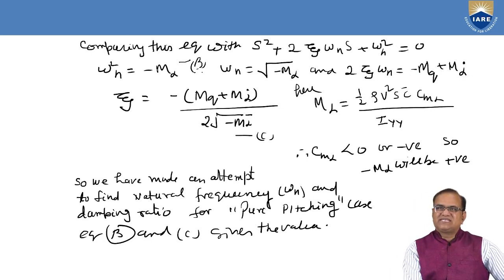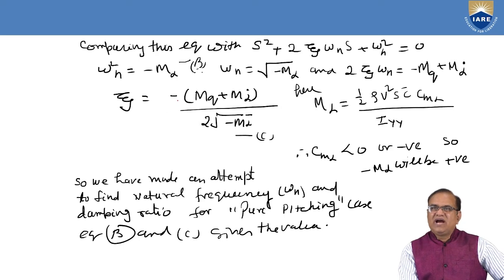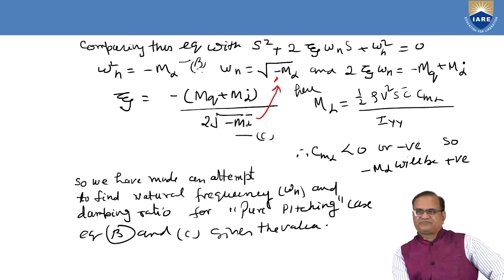So here, what is zeta equal to? Minus mq plus m alpha dot divided by 2 under root minus m alpha, and this is the omega n. This is the value of omega n. So 2 into omega n.